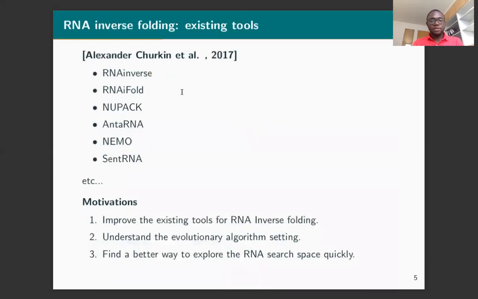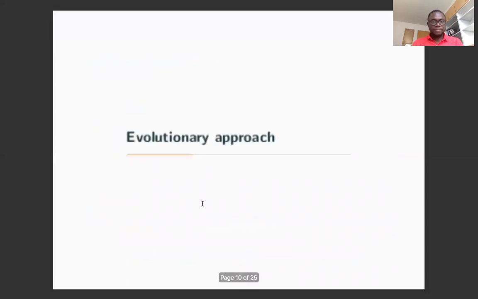Many RNA inverse folding tools have been proposed in the literature, from the oldest one, which is RNAinverse, to the newest ones, that perform more sophisticated methods like machine learning, or antaRNA that performs some ant colony optimization. Our main goal here will be to try to provide an improvement to the existing tools, understand the evolutionary algorithm setting, and find a better way to explore the RNA search space quickly.